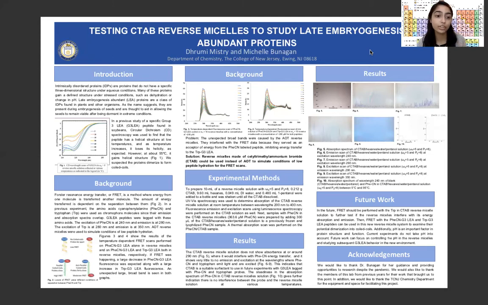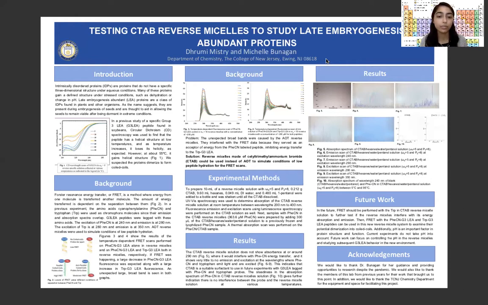Then after that, Förster resonance energy transfer, or FRET, was used to further study this dimerization. But there was a problem. When the data came through for the FRET, there was a large unexpected band in the graph, as you can see here. And so we found out that the reverse micelles that were used in the solutions for FRET, and these reverse micelles were used to simulate conditions of low peptide hydration, they were interfering with the FRET.